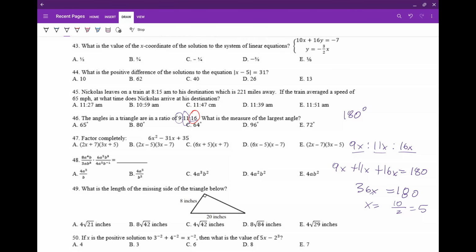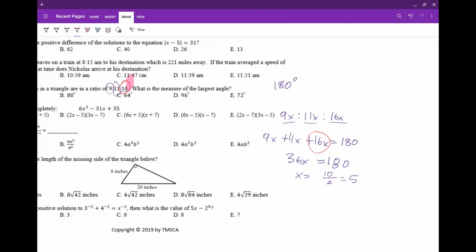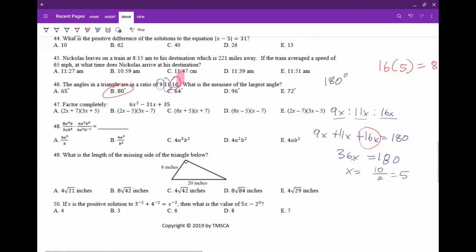That's not our answer. It's asking for the measure of the largest angle. We identified that as the one that's represented by 16. So here it's going to be 16x, and we have to plug x back in. 16 times 5, that's 80 degrees. That would be answer choice B, as in boy.